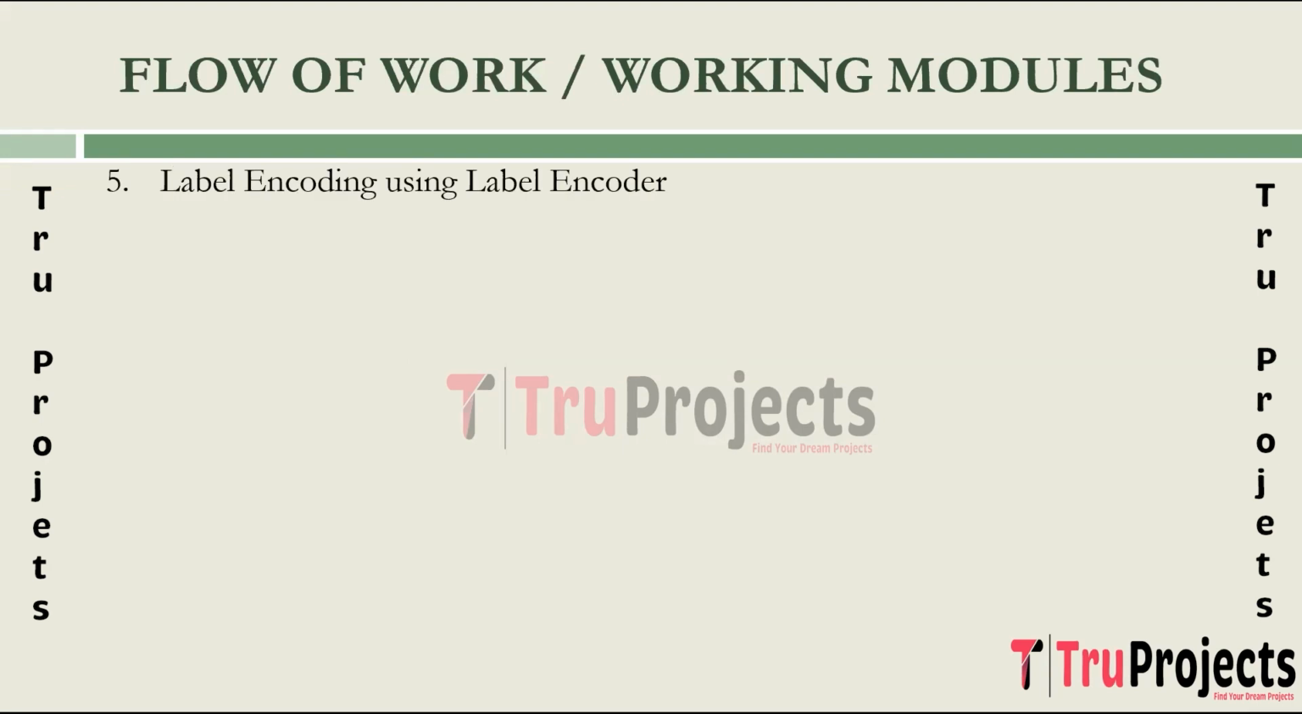The next step is label encoding using label encoder. Categorical data, if it is present, is converted into numerical format using label encoder. This is a crucial step as many machine learning algorithms require numerical input.